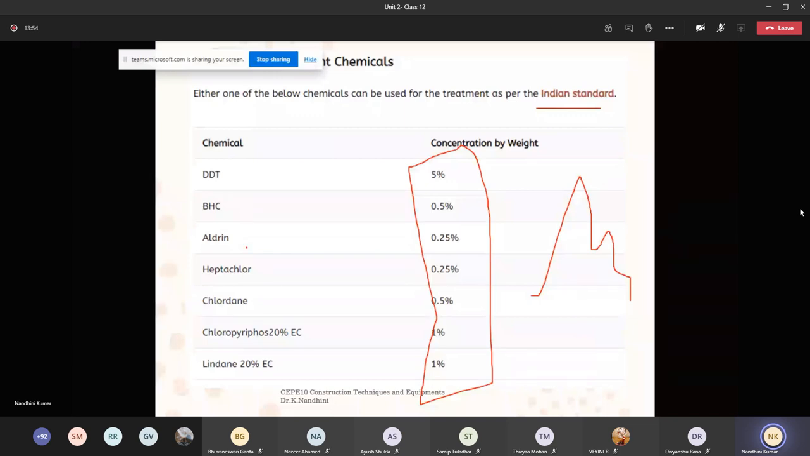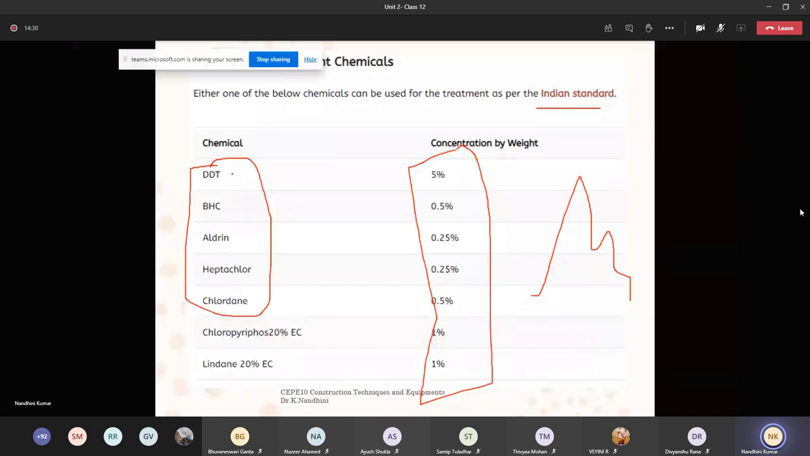These are the different types of chemicals. I'll let you know the code number so that you can go and search for the IS code and find more details about it. The maximum content is DDT, which is an organochlorine insecticide. All the chemicals here are mainly insecticides. The major ones are up to these four, five things. All these chemicals have a base of organochlorine insecticide only. So all these are utilized at the worksite to eradicate termites.